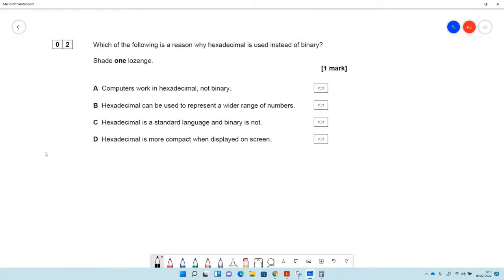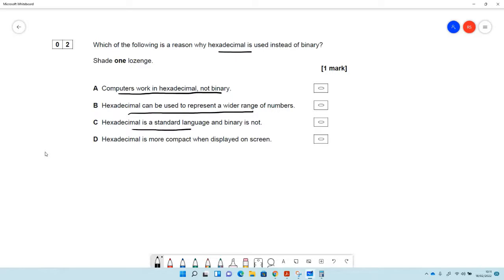So moving on. Question 2 was, which of the following is a reason why hex is used? Well, the only reason that we know of that hex is used is that it's easier for humans to read, it's easier for humans to understand and use, they make less mistakes, those kind of ideas. So the first answer, computers work in hex, not binary, obviously not correct. We know that computers only use binary numbers because they use switches. Hex can be used to represent a wider range of numbers. No, it's the same range of numbers, no difference.